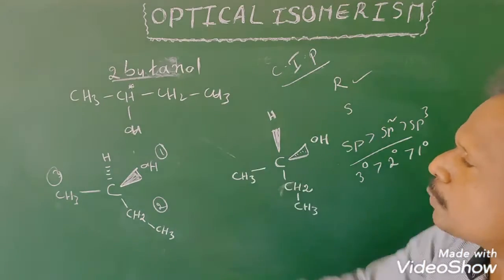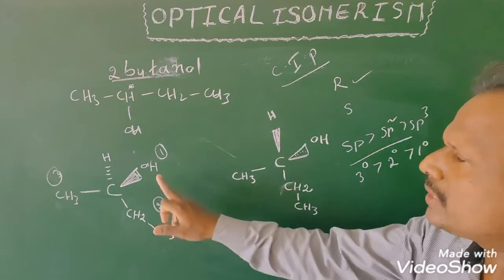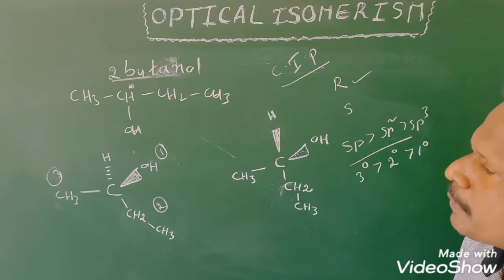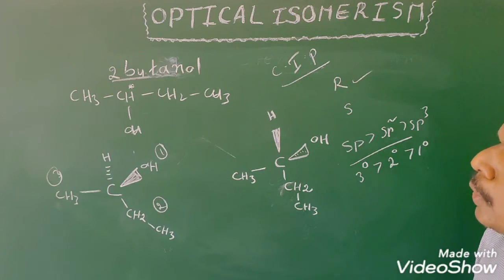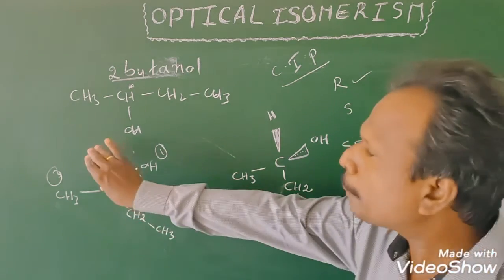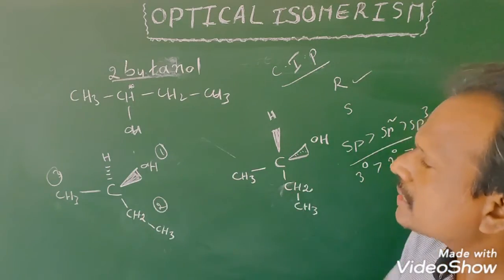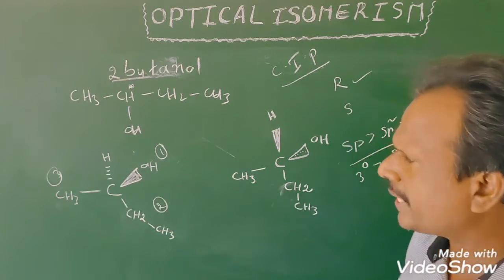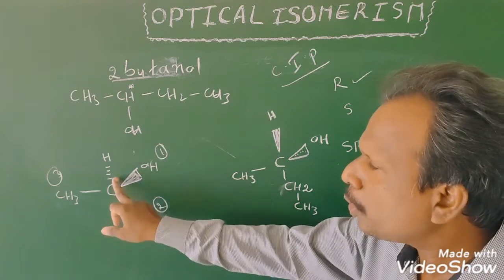To represent optical isomers, four types of projections are there. First is the wedge-dash projection. Next are the Fischer projection, Newman projection, and Sawhorse projection. Generally, wedge-dash and Fischer projections are used to represent optical isomers. In the wedge-dash method, the small group is below the plane. Then for clockwise direction, chirality is R.